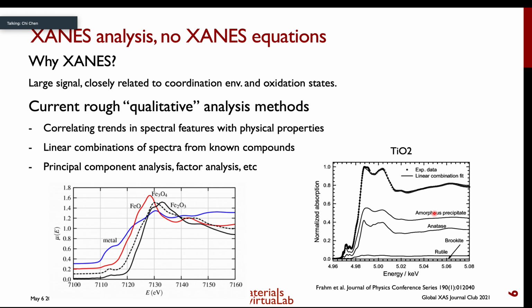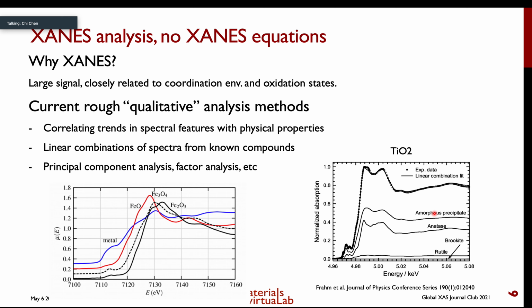However, for the XANES analysis, there is no such thing as a XANES equation. You may wonder why people are still interested in the XANES. Well, that's because for the XANES, as you see in the earlier slides, the signal is usually quite intense, and you can get a very high signal. Information such as the coordination environment and oxidation states are all contained and can be analyzed from the XANES spectrum. Currently, there are only a few qualitative analysis methods, such as comparing your measured spectrum to some well-established compounds.